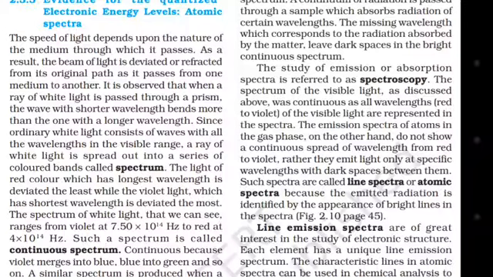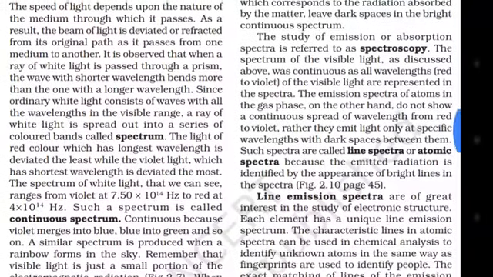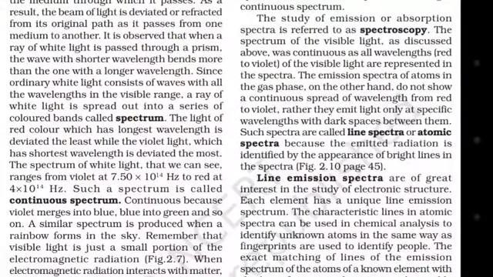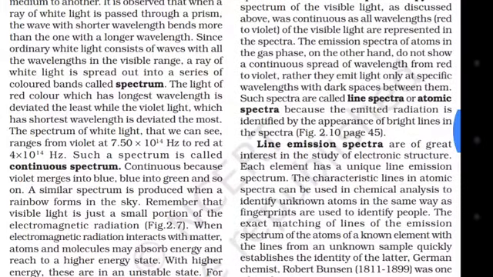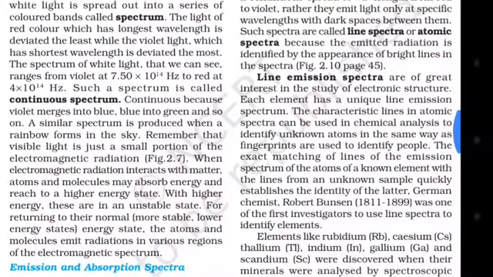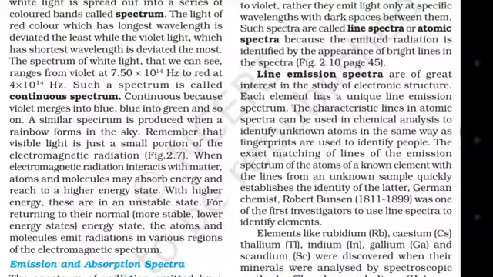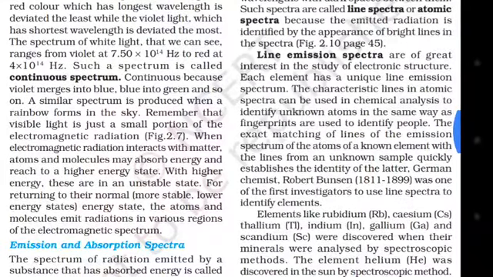The spectrum of the white light that we can see ranges from violet at 7.50 × 10^14 hertz to red at 4 × 10^14 hertz. Such a spectrum is called a continuous spectrum, continuous because violet merges into blue, blue into green, and so on. A similar spectrum is produced when a rainbow forms in the sky. Remember that visible light is just a small portion of the electromagnetic radiation that was shown in figure 2.7.